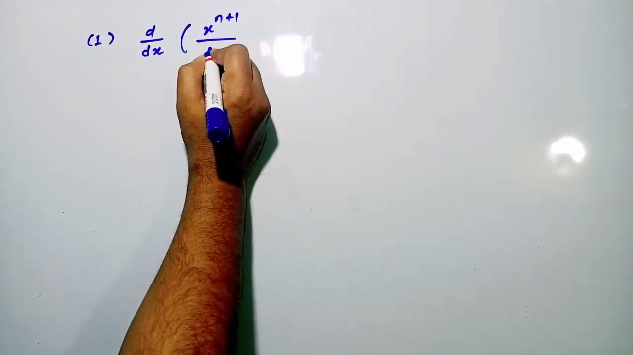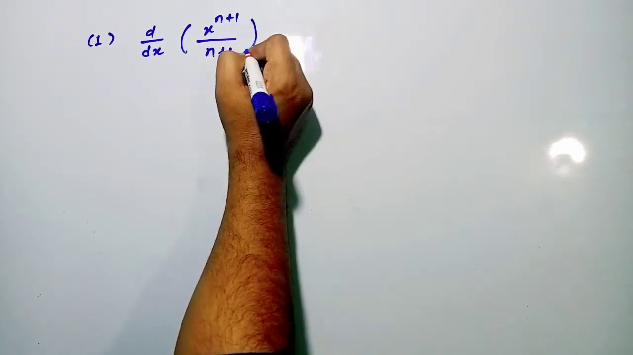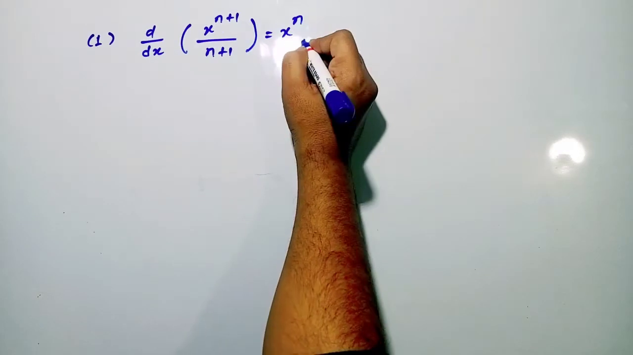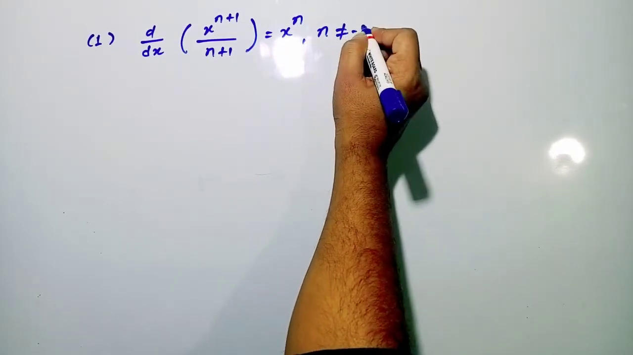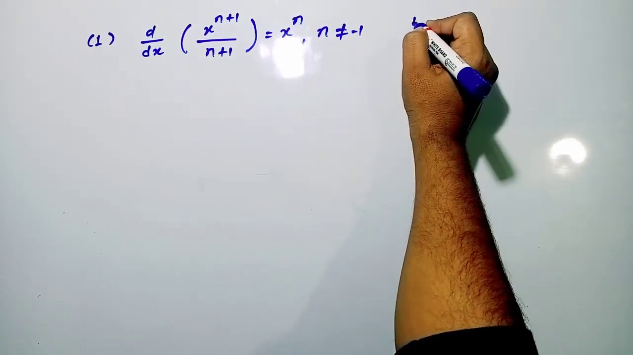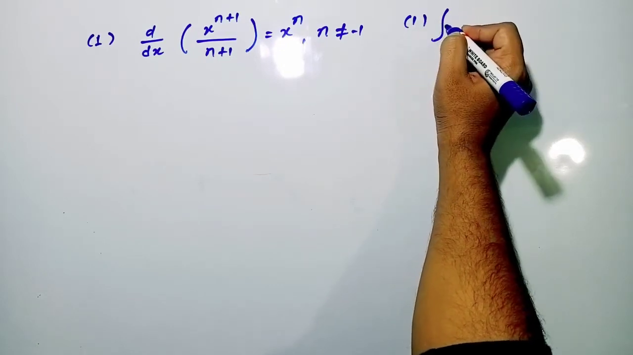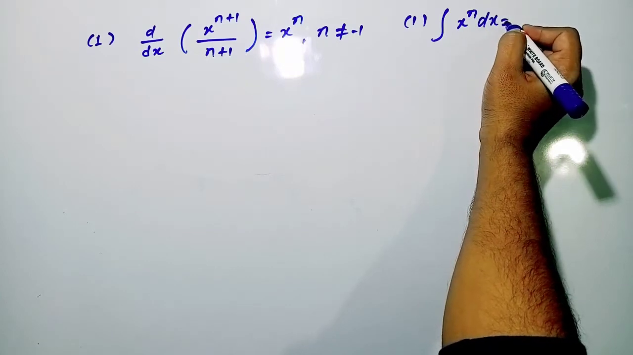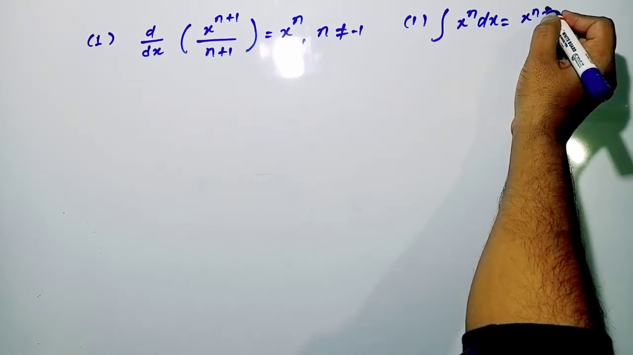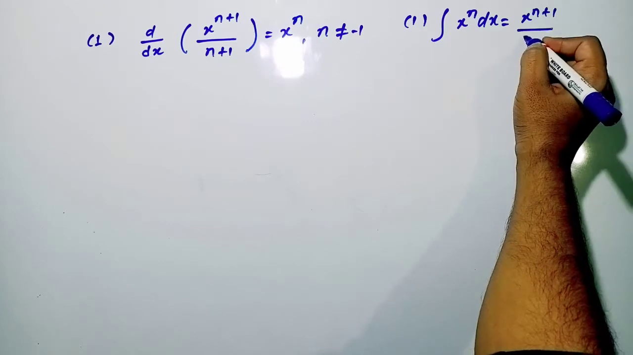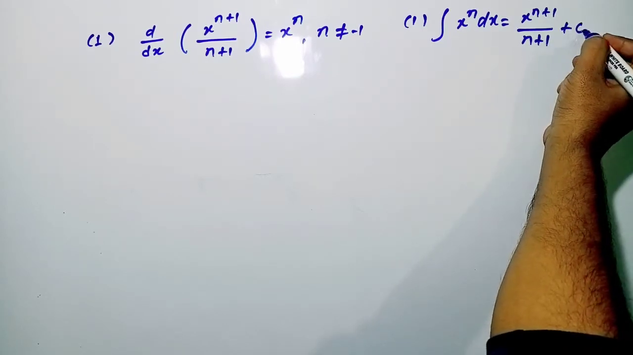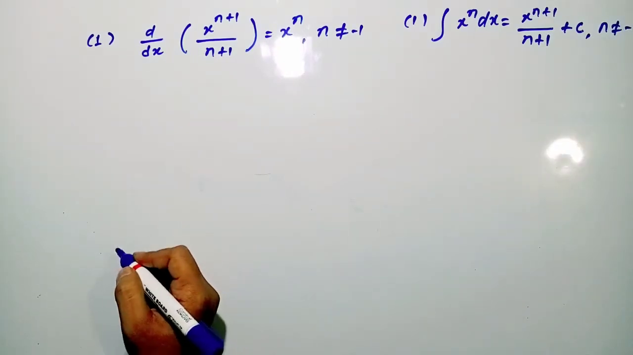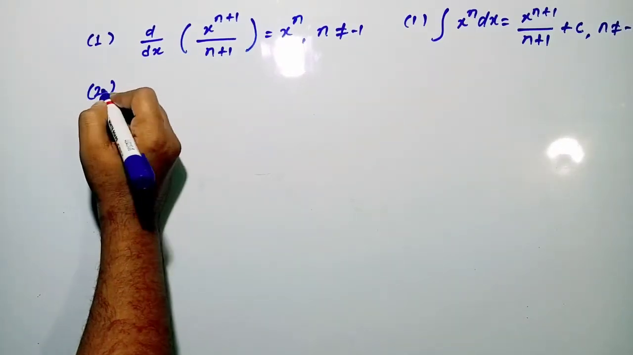So let us see a few antiderivatives. Differentiation of x to the power n plus 1 divided by n plus 1 gives x to the power n, where n is not equal to minus 1. So the integration of x to the power n is x to the power n plus 1 divided by n plus 1 plus c, where c is any arbitrary constant. Let us see the second one.